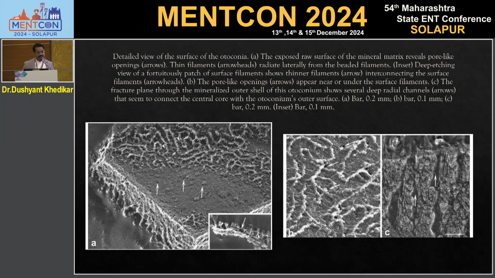If we have an even more detailed view of these otoconia, what we can notice is that they have small pores on their surfaces. Now, why is this so important? Because these pores are important for calcium homeostasis in the endolymph, as well as for maintaining the calcium carbonate covering over the otoconia.